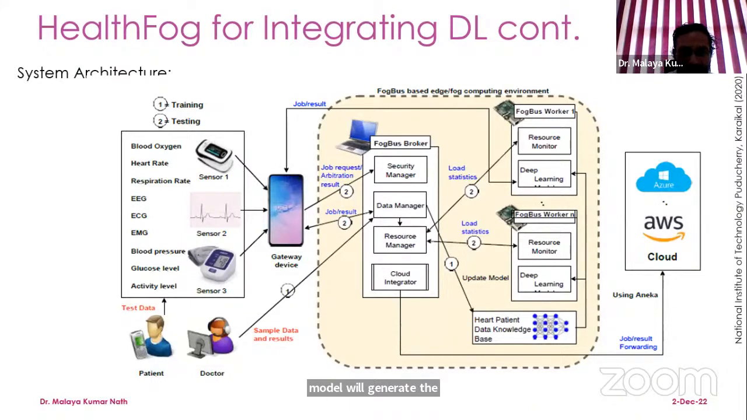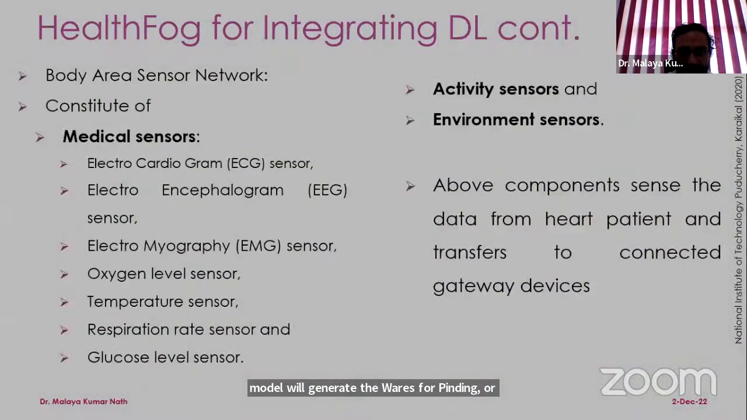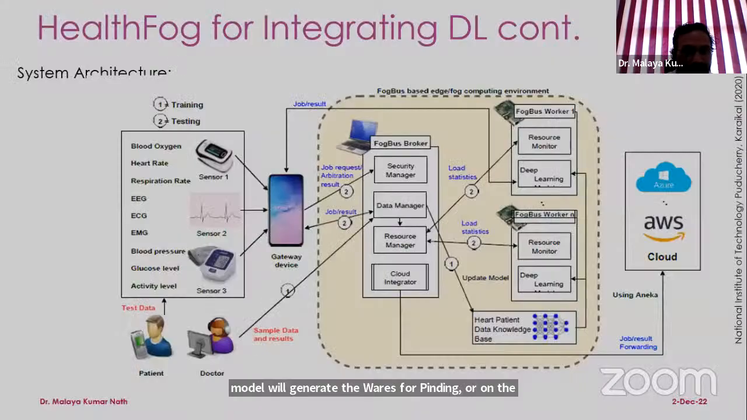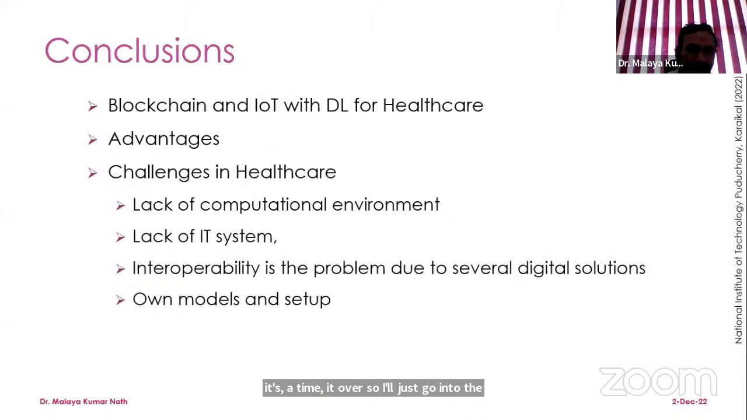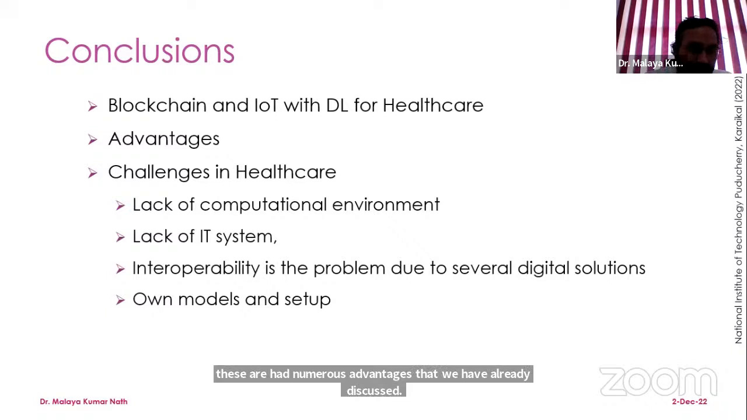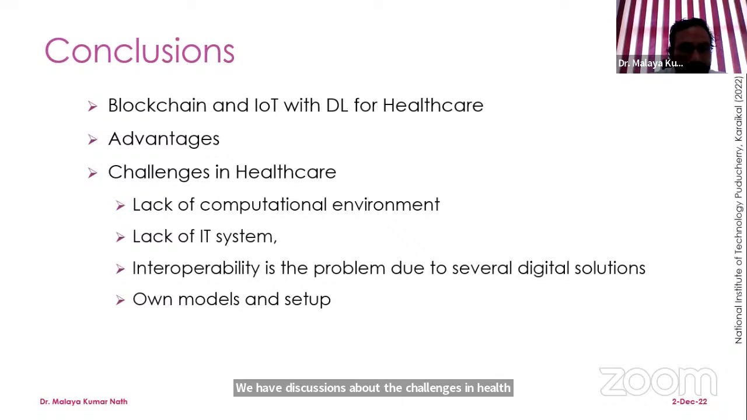So I'm not going through this, as time is over, so I'll just go to the conclusions. What we have discussed today is blockchain and IoT with deep learning for health systems. This has numerous advantages that we have already discussed. We have discussed the challenges in healthcare, and also how blockchain has been used in healthcare for improving the performance of healthcare systems.